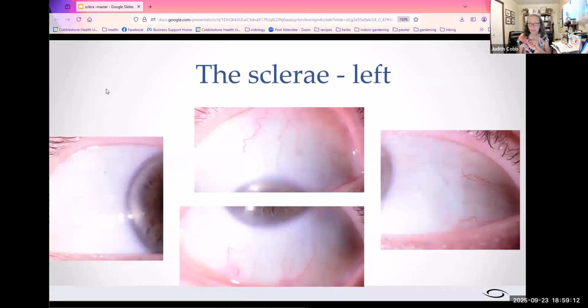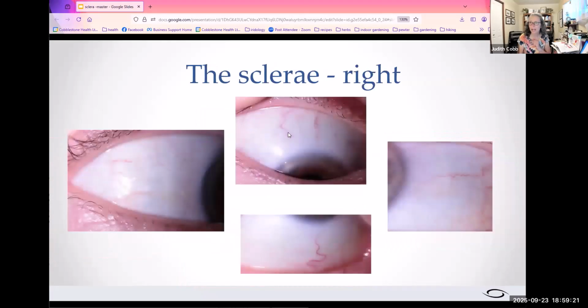And when we look at her sclera, what we see here is we've got fermentation signs. So not managing her carbohydrates properly. And we've got more in her right sclera as well.